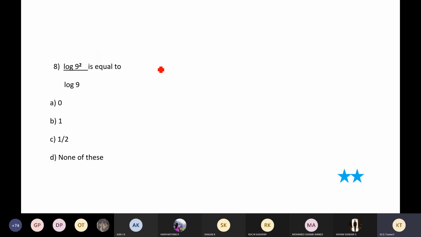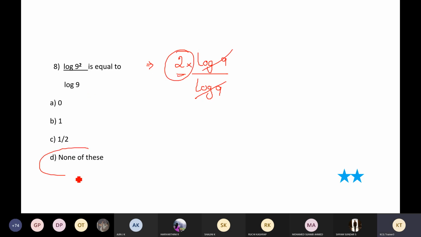Superb. See, log of 9 square, can I say that is equal to 2 into log of 9, divided by log 9. So log 9 gets cancelled. So my answer is 2, which is not there in the options. So my answer is none of these.